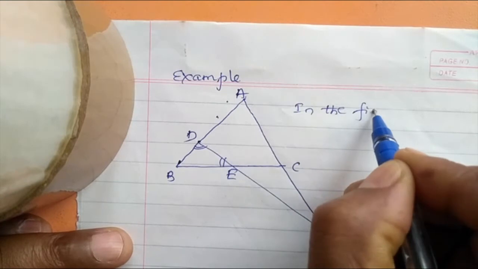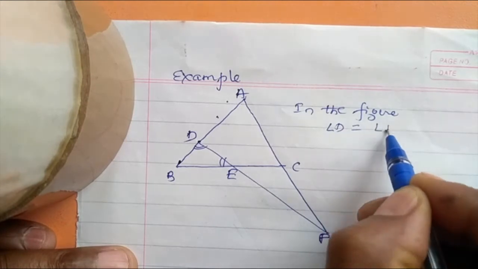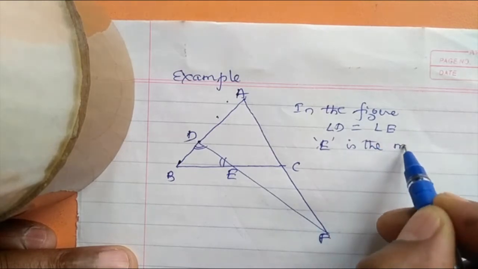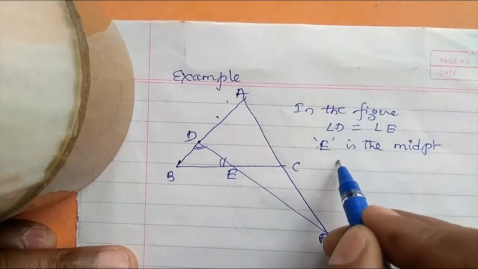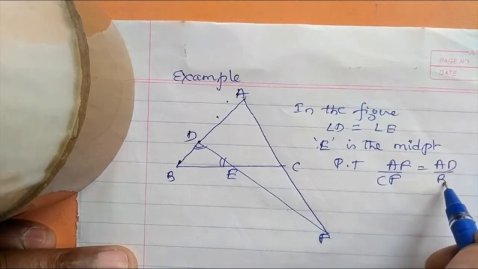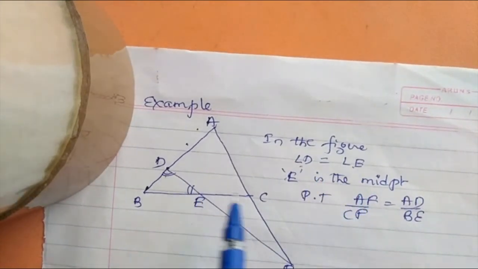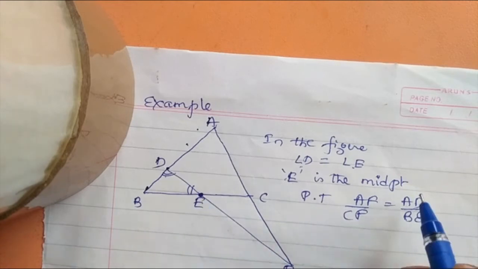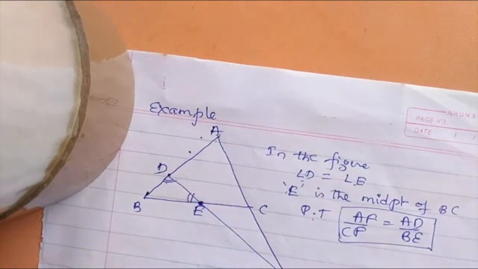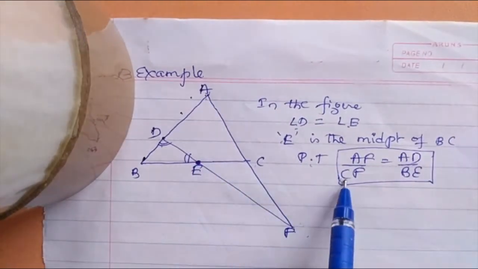See in the figure, angle D is equal to angle E. E is the midpoint. Prove that AF by CF is equal to AD by BE. In the figure, angle D equals angle E. These two are already given. E is the midpoint of BC. Prove that AF by CF is equal to AD by BE.